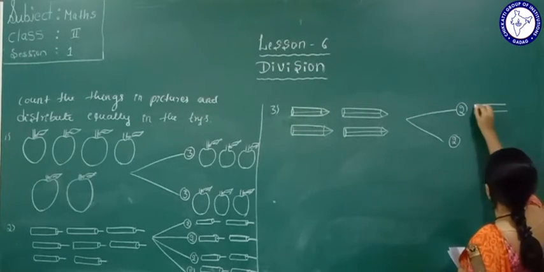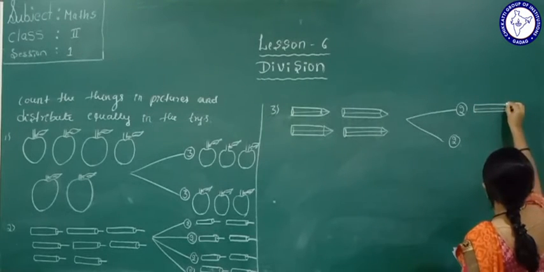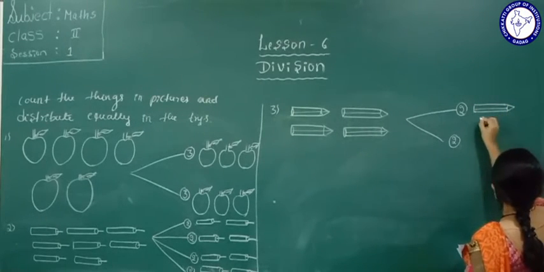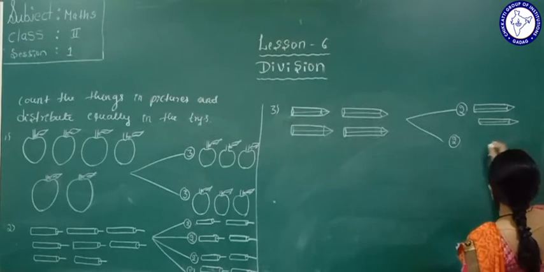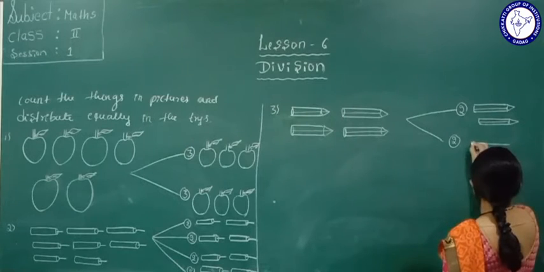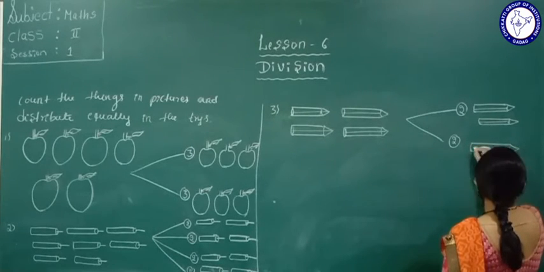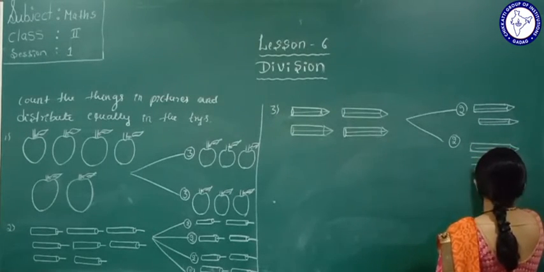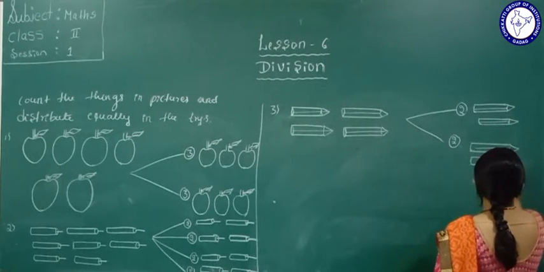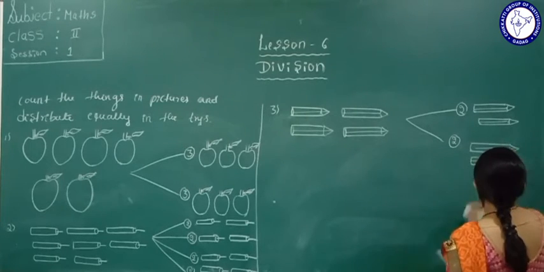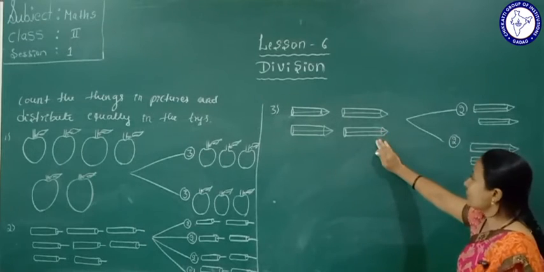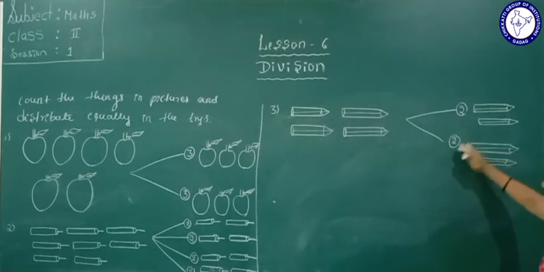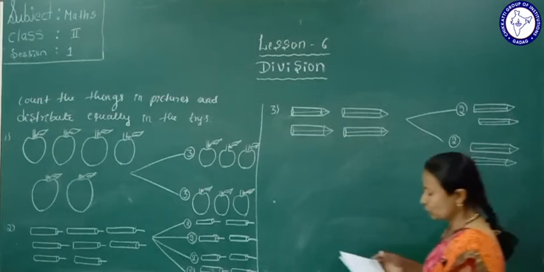Yes, in one group 2 pencils. Okay, so in another group 2 pencils, 1 and 2 pencils. Yes, so 2 plus 2 equal to 4. So 4 pencils we distribute in 2 groups equally. In one group 2 pencils.